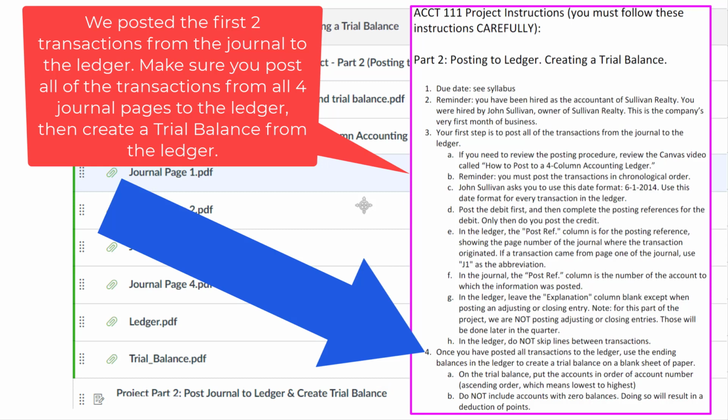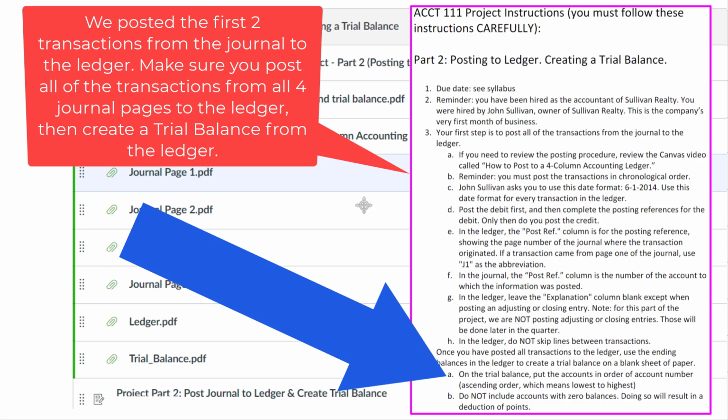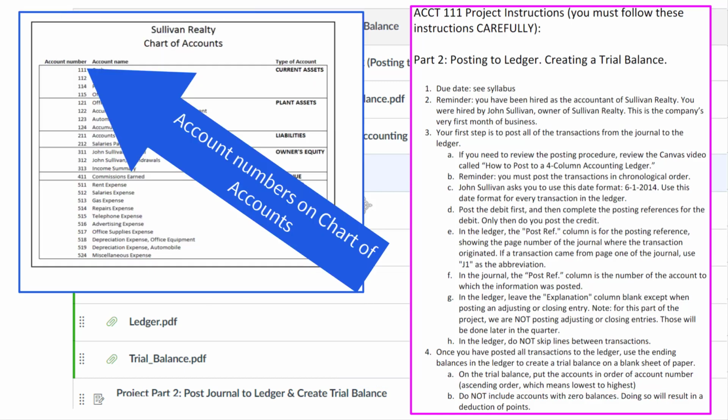And then notice step 4 says once you have posted all transactions to the ledger, use the ending balances in the ledger. So in other words, the final balance of cash, the final balance of AR, etc., to create a trial balance on the blank trial balance page on Canvas. It says on the trial balance, put the accounts in order of account number, ascending order, which means the lowest to the highest. So looking at the chart of accounts, just put the accounts in the chart of account order. In other words, 111 first, 112 second, 114 third.